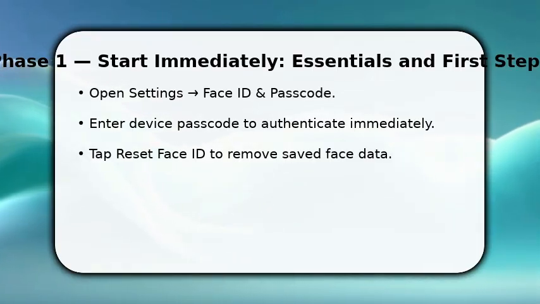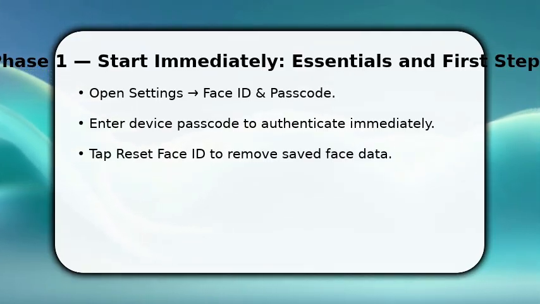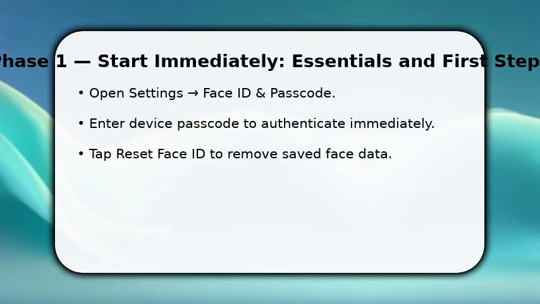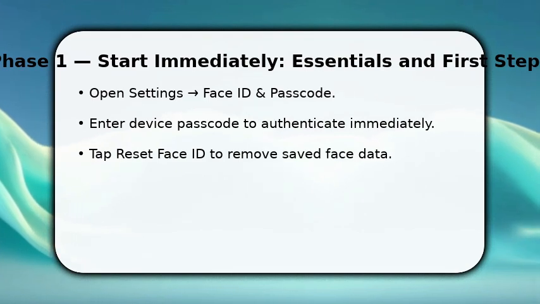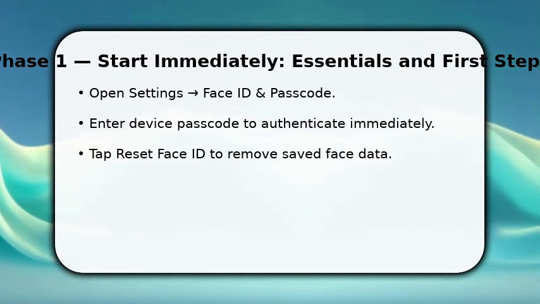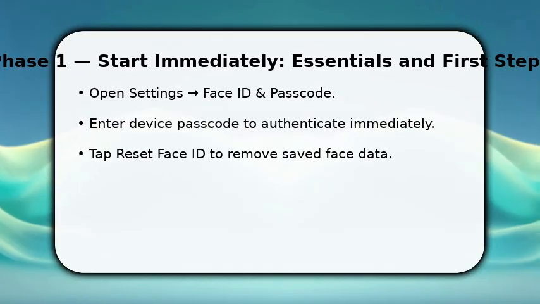Once done, tap Reset Face ID to erase the stored facial map. This removes all enrolled appearances instantly. Doing this prevents the phone from recognizing any face until you set it up again. Make sure you understand this will disable app unlocks using Face ID until you re-enroll.